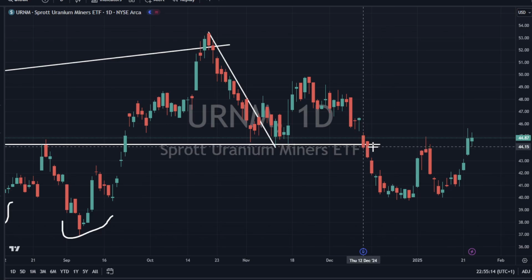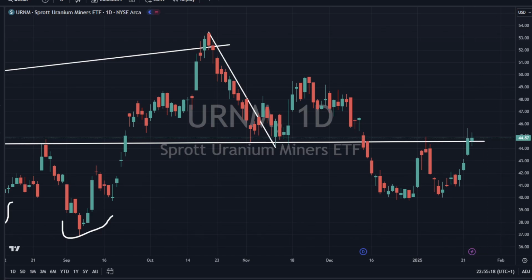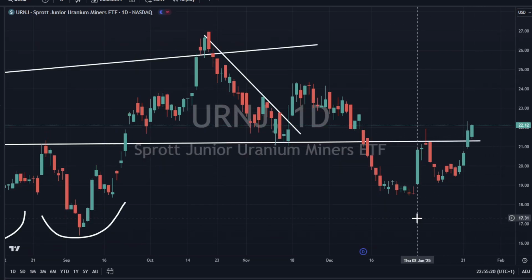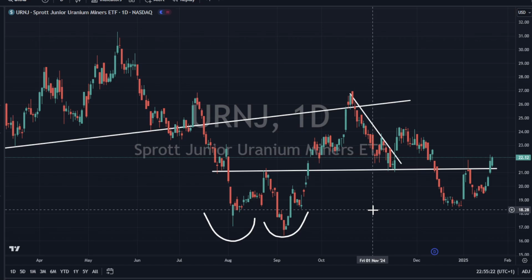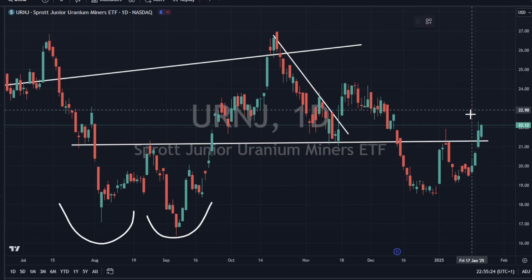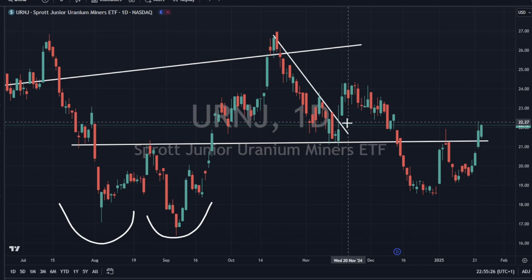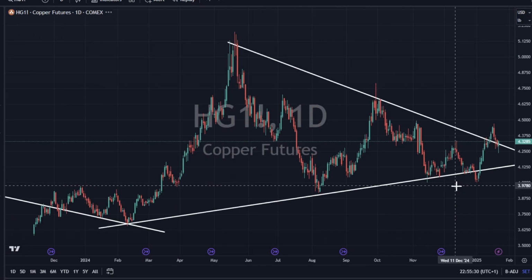A little bloody nose right at resistance. If I were to bring that forward, we're at resistance there. And then URNJ up a little bit. Looks pretty good. Strong closing here on URNJ. So we very well could start breaking higher. People are positioning in the equities. Not a bad thing. Copper up a little bit, right on support.